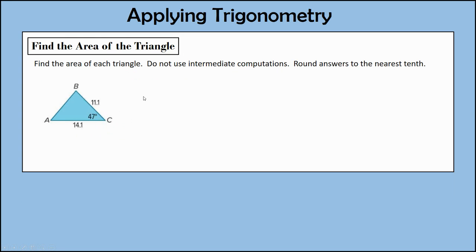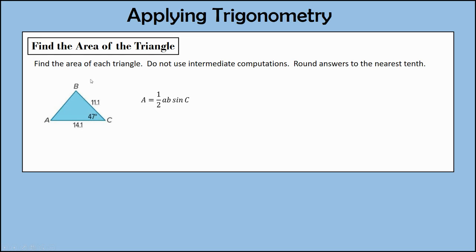All right, so let's apply this a little bit. Let's say we were asked to find the area of the triangle. Now notice the directions say do not use intermediate computations. Round your answers to the nearest tenth. Intermediate computations refers to this: if you have to find, let's say, the sine of 47 in this case, they don't want you to find the sine of 47, give a rounded version, and then use that rounded number to keep working in a problem, because it just compounds the error. So I'll show you what we're talking about here.